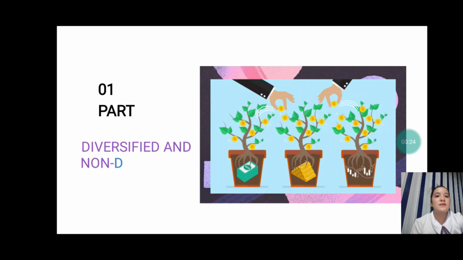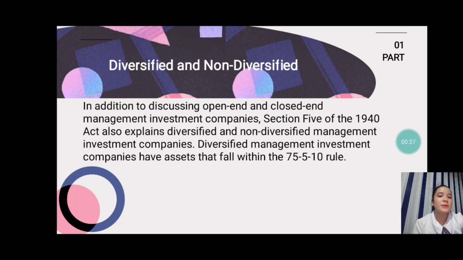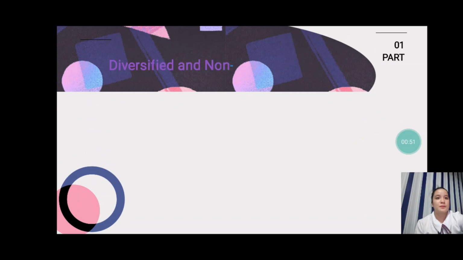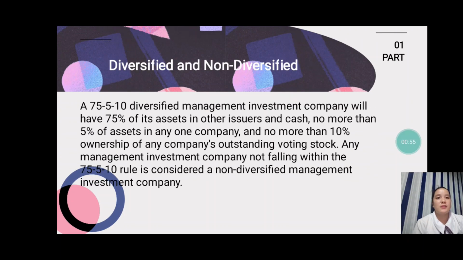We move to diversified and non-diversified. In addition to discussing open-end, closed-end management investment companies, Section 5 of the 1940 Act also explains diversified and non-diversified management investment companies. Diversified management investment companies have assets that fall within the 75-5-10 rule. A 75-5-10 diversified management investment company will have 75% of its assets in other issuers and cash, no more than 5% of assets in any one company, and no more than 10% ownership of any company's outstanding voting stock. Any management investment company not falling within the 75-5-10 rule is considered a non-diversified management investment company.